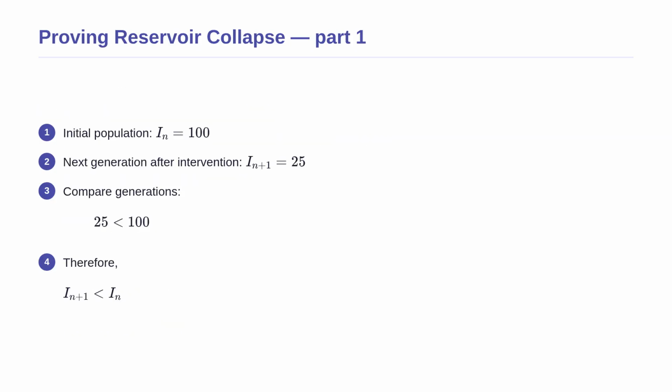So we have calculated the new population size. This brings us to the mathematical proof of why targeting breeding sites works. We started with an initial population of 100 infected insects. After the intervention, the next generation only produced 25 infected adults. By comparing these two generations, we see that 25 is strictly less than 100. Mathematically, this means IN plus 1 is less than IN, indicating that the population of infected insects is shrinking rather than growing or staying stable.